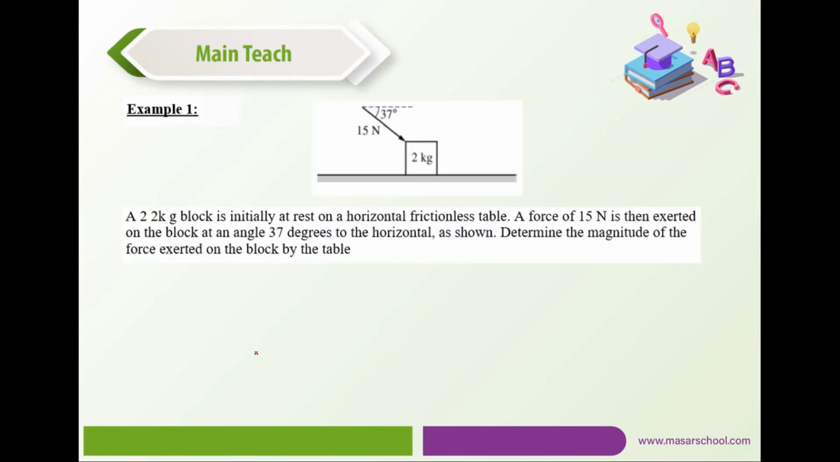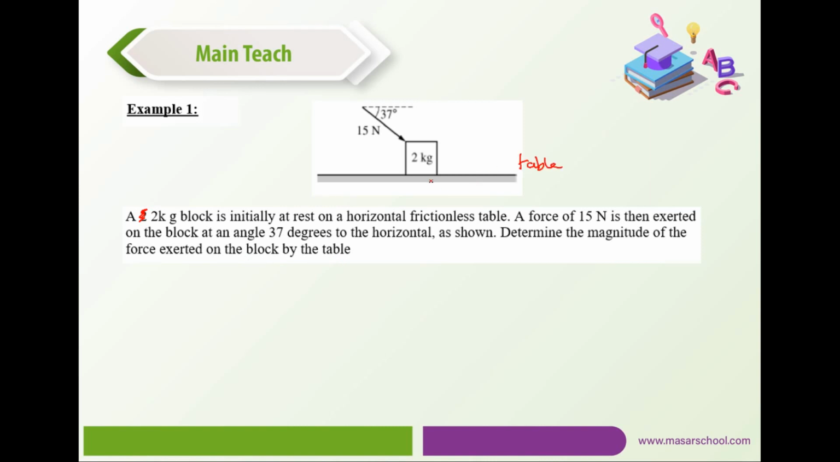Alright, example 1. A 2 kg block is initially at rest on a horizontal frictionless table. A force of 15 newtons is then exerted on the block at an angle 37 degrees to the horizontal as shown. Determine the magnitude of the force exerted on the block by the table. So about which force are we talking? We know that we're talking about the force exerted by the table on the block. We know that this is the table.